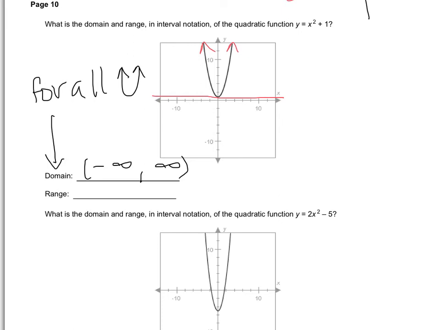So the way we write this is we write that our graph starts at 1, so we're going to put a bracket there, and it goes to positive infinity, so we're going to put a parentheses. The reason we put a parentheses is because we cannot actually touch infinity. And since we can't touch it, we just have to put a parentheses there.